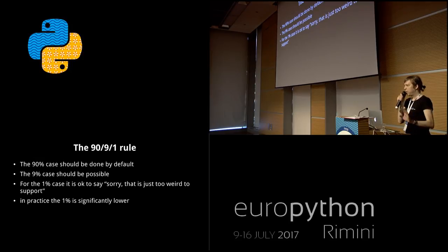And usually it's like, okay, but if you do this other thing instead, then we can just do that. But it's totally okay for the weirdest of edge cases to just say, okay, we can't support that out of the box. You have to do some of your own magic. In practice, this has been less than 1%, but it's still there.